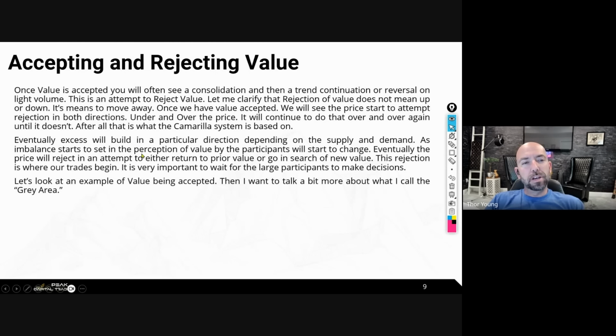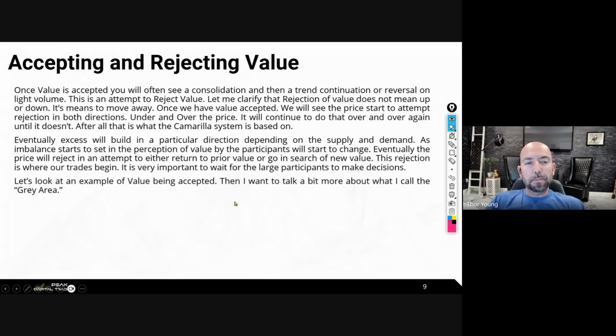Eventually, excess builds in a particular direction in the book, depending on supply and demand, and as imbalance starts to set in, the perception of value by its participants will start to change. Eventually, the price rejects an attempt to either return to prior value or go find new value. And this rejection is where your trade actually begins, right? It's very important to wait for the large participants to make decisions, right?